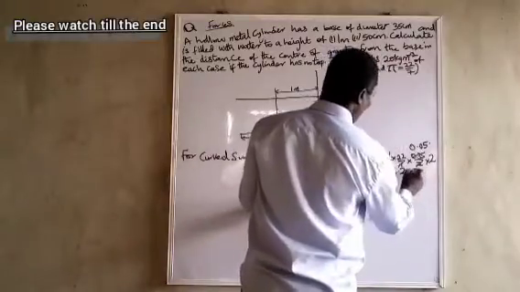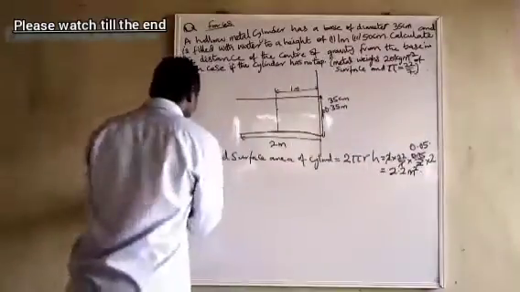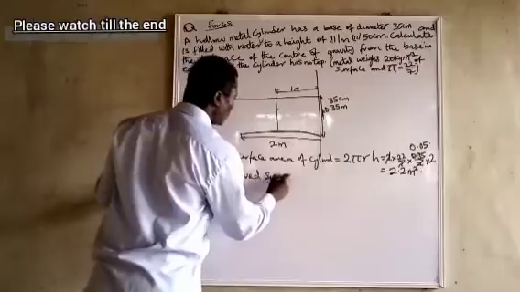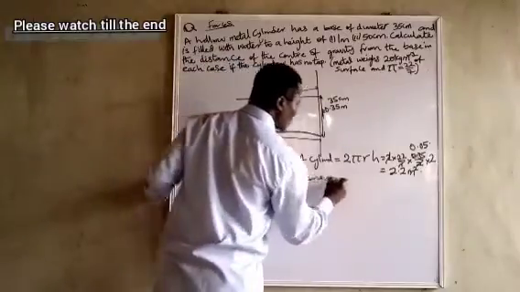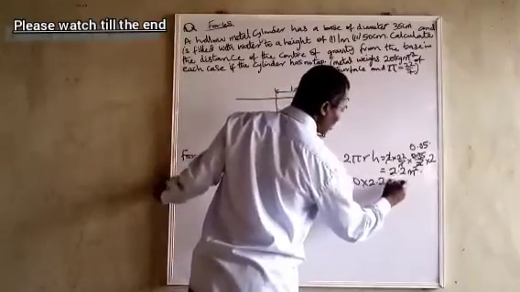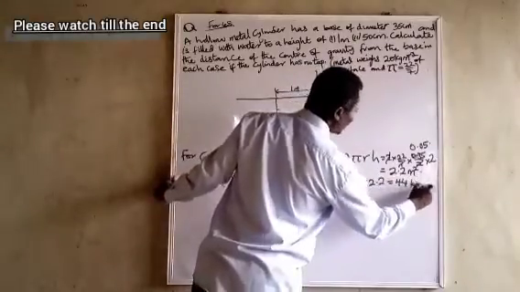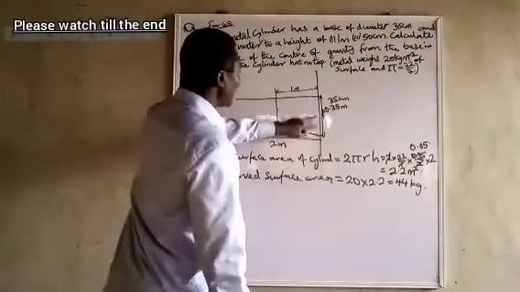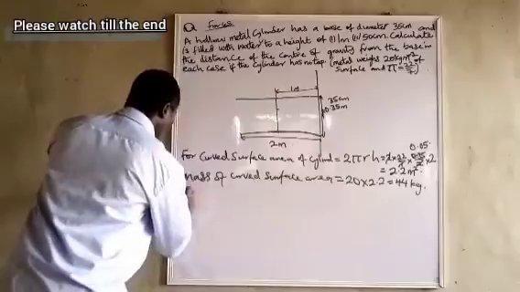That gives 2.2 meters squared. So the mass of the curved surface area is equal to 20 times 2.2, which is 44 kg. That is the metal weight. Let us now find the area of this place and the mass.